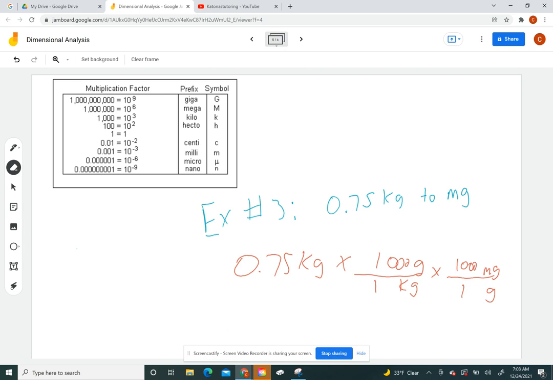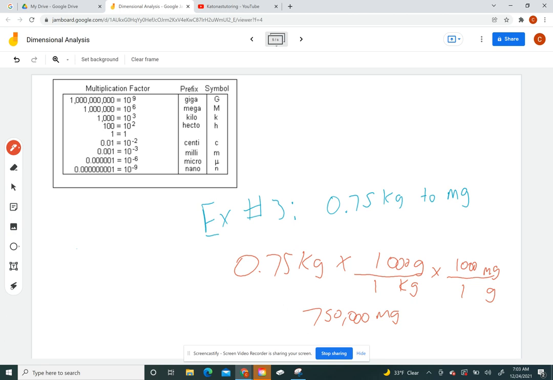We're going to multiply 0.75 times 1,000, then times another 1,000, and there are 750,000 milligrams in a kilogram. Which makes sense, right? Because if 1,000 grams would be here, then that's another 1,000, so we should be moving 6 decimal places, which is what we did. 1, 2, 3, 4, 5, 6.